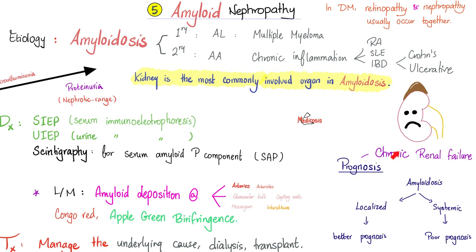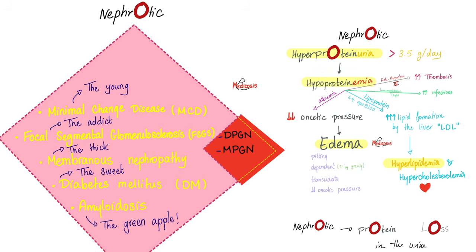Many of these patients will end up with chronic kidney disease. The prognosis depends on the underlying condition and the extent of the amyloidosis. You can never treat amyloid nephropathy until you manage the underlying disease. If the patient has Crohn's disease, manage the Crohn's first. And that was nephrotic syndrome. Pause and review.